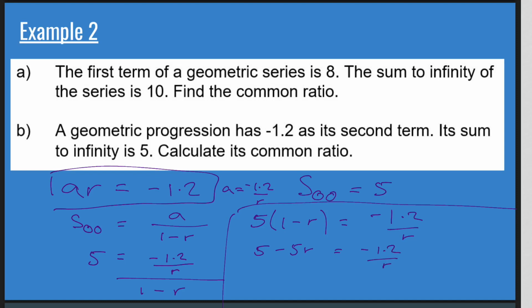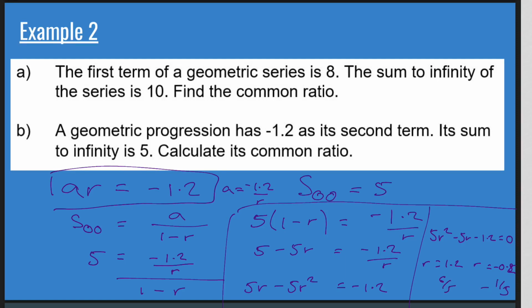Now you're in a bit of a dilemma. You should be keen now to times up by r, and then you've got yourself a quadratic. I'll move everything to the right, it's a bit easier. So you get 5r squared minus 5r minus 1.2 equals 0. Best bet, stick it in your calculator, and you should get the following two answers. You should get r as 1.2 or 6 over 5, and then you get r as -0.2, sorry. So that's 6 over 5 and minus 1 over 5.